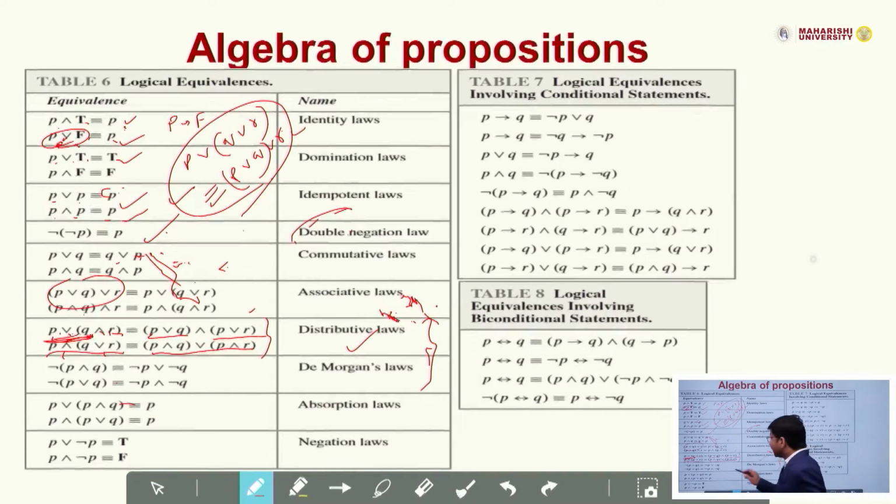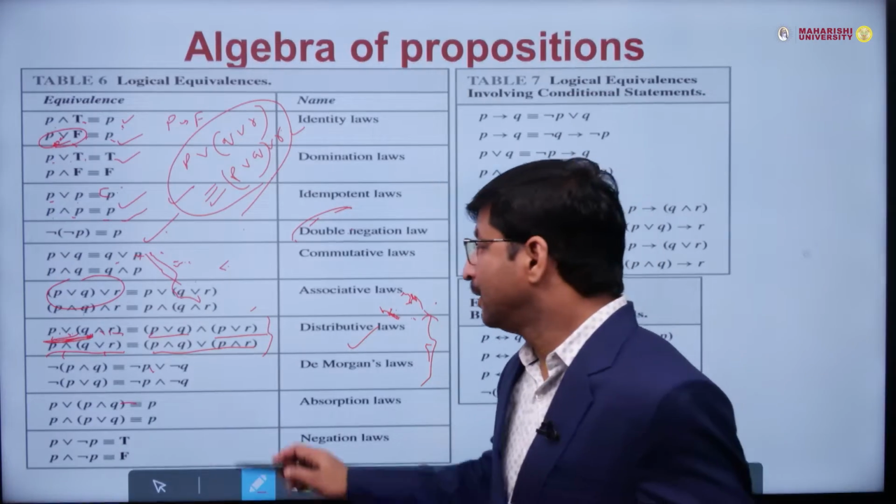Now, De Morgan's law, it is negation of a combination of logics. So what is this? Negation of (P and Q) is equivalent to negation of P or negation of Q.